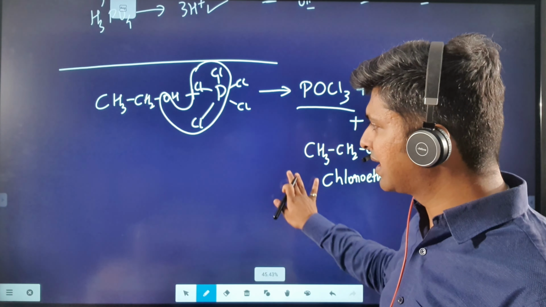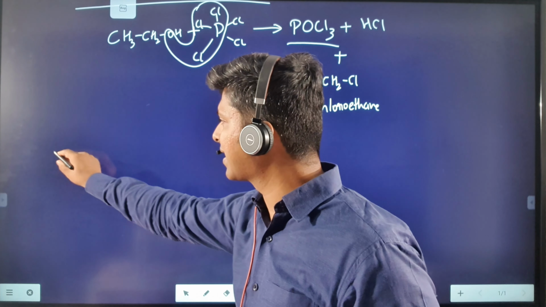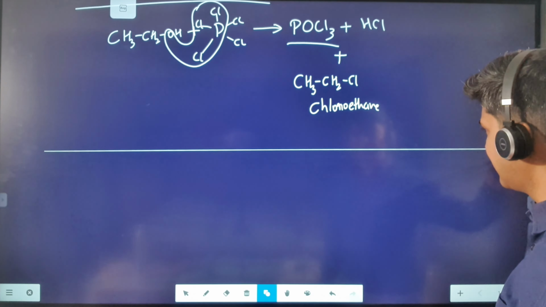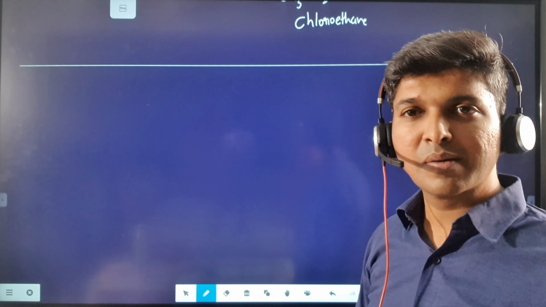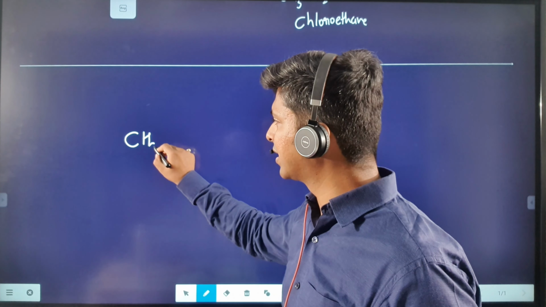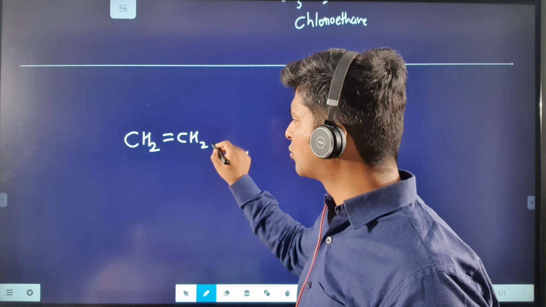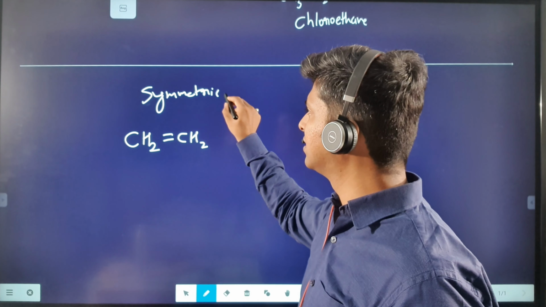Now we are starting with the next preparation method, that is, we'll prepare it from alkenes. We'll be using alkenes to prepare haloalkanes. We're going to convert an alkene into a haloalkane. There are 2 types of alkene: one is a symmetrical alkene and the other one is an asymmetrical alkene.